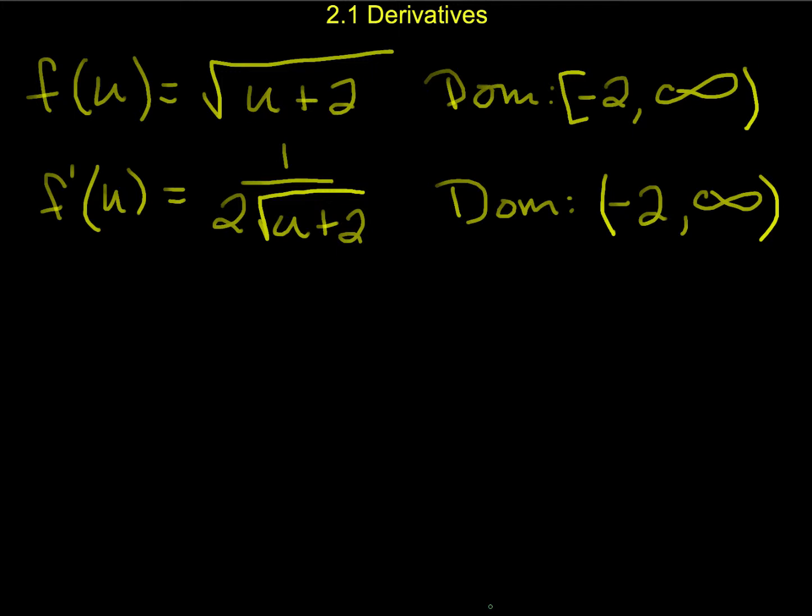In the last video, we showed that the derivative of the square root of u plus 2 is 1 over 2 times root u plus 2. And we also recognize that the domains of f prime and f are different. For f, we can include negative 2 in our domain. That just becomes the square root of 0, which is fine. However, when we take the derivative at that point, we'd be dividing by 0. And so the domain of the derivative function is different from the domain of the original function.